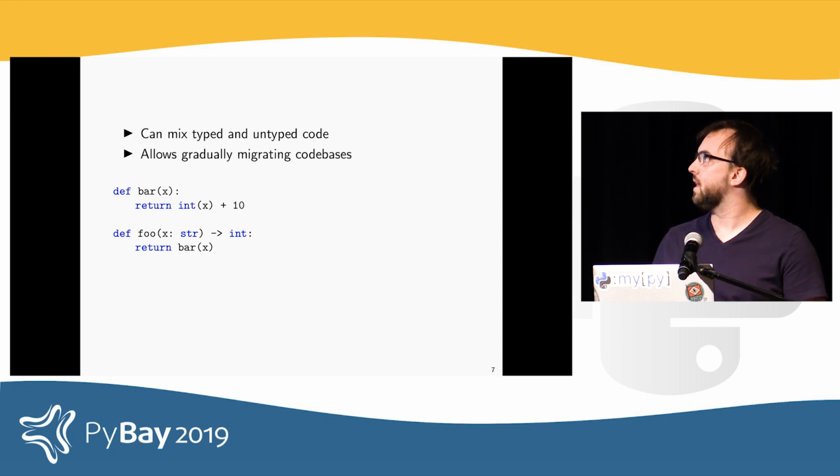So here we've got an untyped function bar and a typed function foo. And we can do things like make sure that we call it with the right number of arguments, but it won't know anything about what the details are, what types it actually needs.